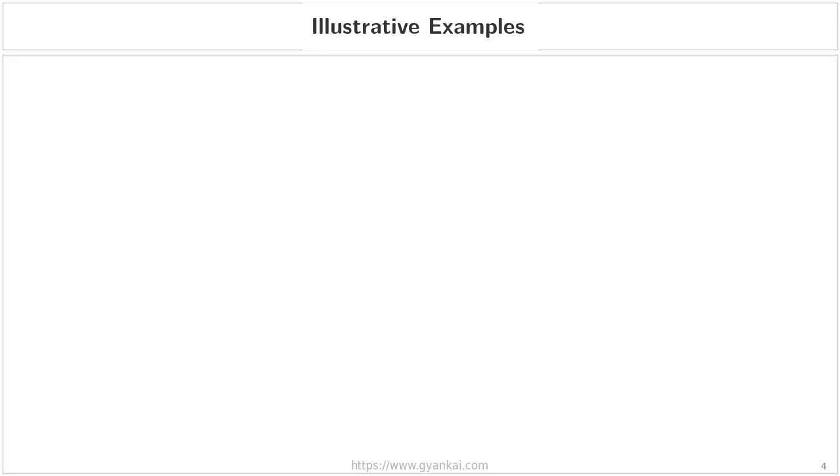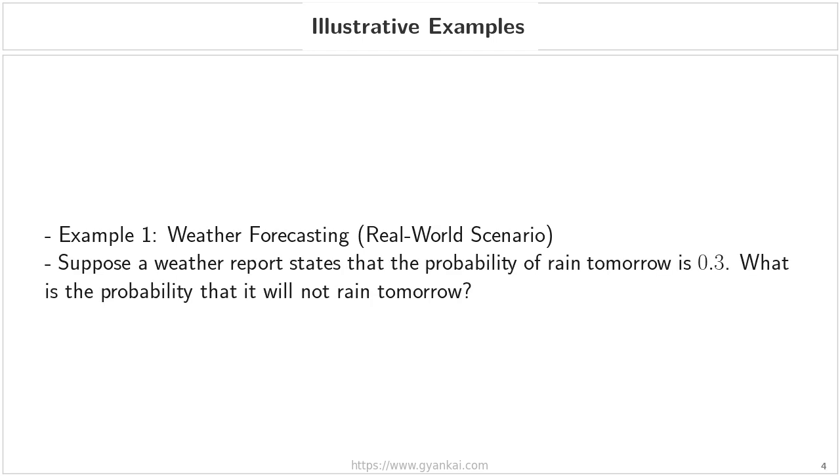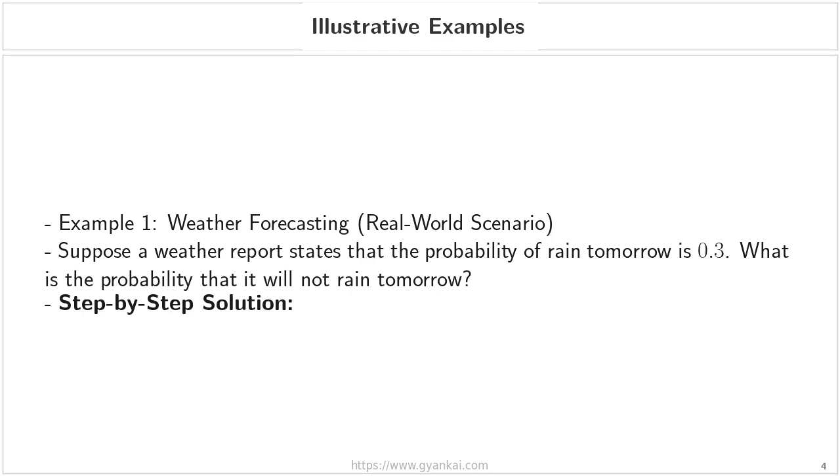Illustrative examples. Now that we have established the mathematical theory and the formula, let's put it into practice with our first real-world scenario. Take a look at this example regarding weather forecasting. Imagine you are watching the news, and the weather report states that the probability of rain tomorrow is 0.3. Based on this information, how can we determine the probability that it will not rain tomorrow? Let's walk through the solution step by step to ensure we are applying the concept of the complement correctly.